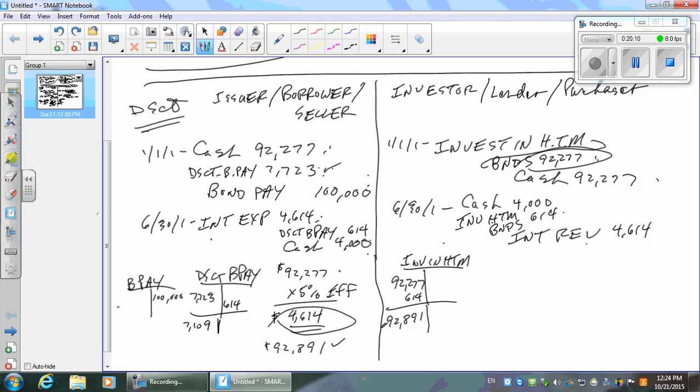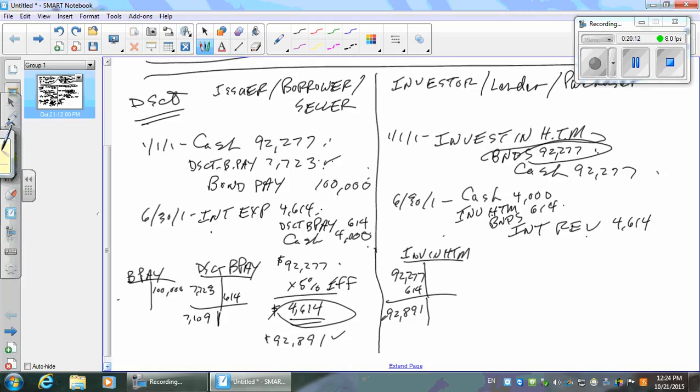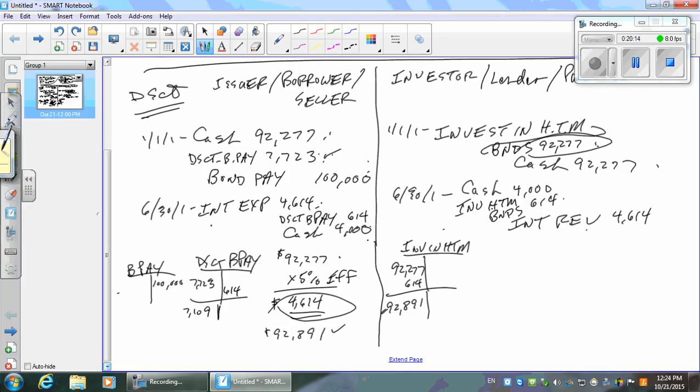Okay, I want you guys to do the second one, okay? It's not exactly the same entry. It's the same debits and credits, but it's not the same dollar amounts. You're still going to credit cash and debit interest expense and credit discount payable, but the dollar amounts are going to change. Over here, you're still going to debit cash, debit investment held to maturity bonds, credit interest revenue, but the dollar amounts are going to change.